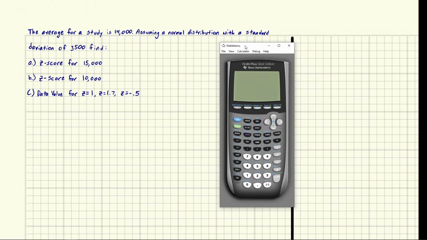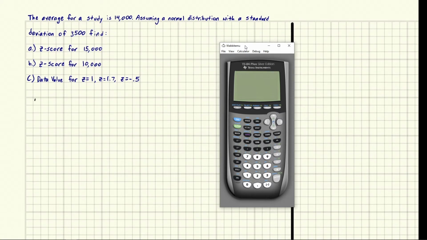The average for a study is 14,000. Assuming a normal distribution with a standard deviation of 3,500, find A, the z-score for 15,000, B, the z-score for 10,000, and C, the data value for z equals 1, z equals 1.7, and z equals negative 0.5. So we're looking at this and immediately we see we're dealing with z-scores. So our first train of thought should immediately go to the z-score formula.